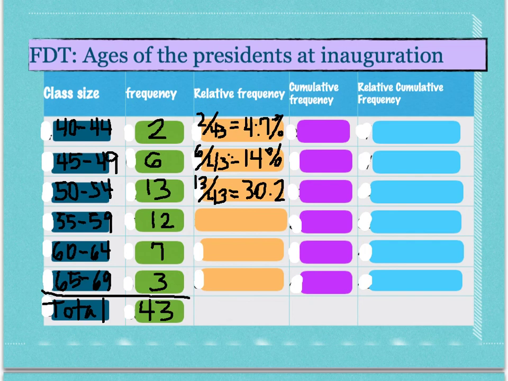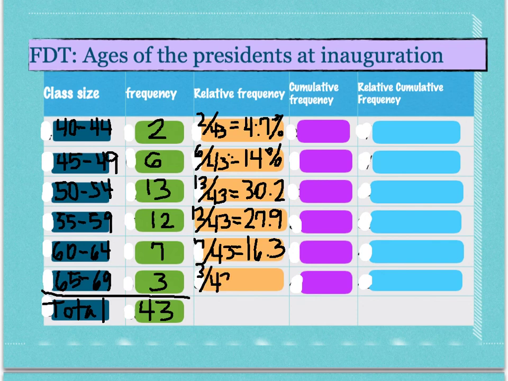The following class, you do 12 over 43 times 100, and that gives us 27.9%. And then we have 7 out of 43 times 100, which gives you 16.3%. And then the last class, we have 3 out of 43 times 100, which equals 7%.